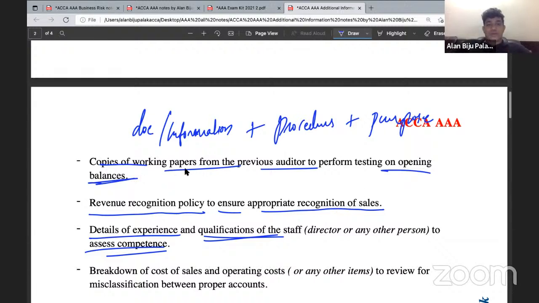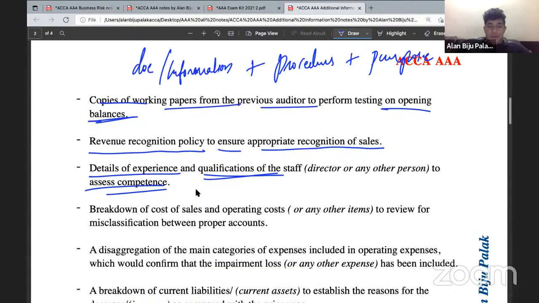Here, copies of working papers from the previous auditor. That's a document. For what? What's the procedure? You need to perform something. That you need to perform testing on the opening balance. That's your purpose. Then, next one.